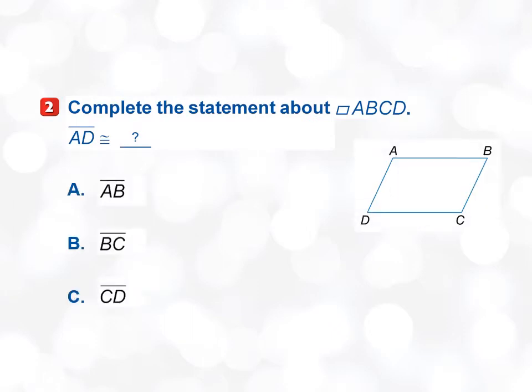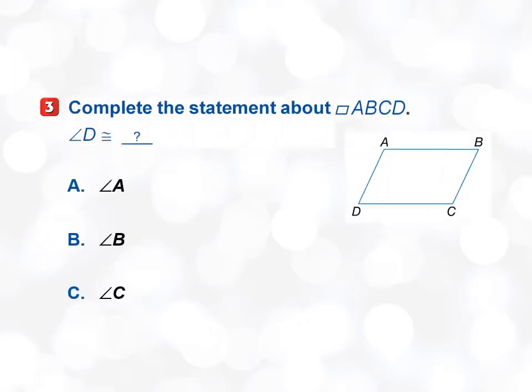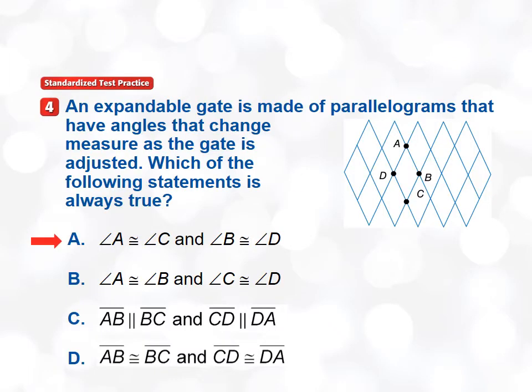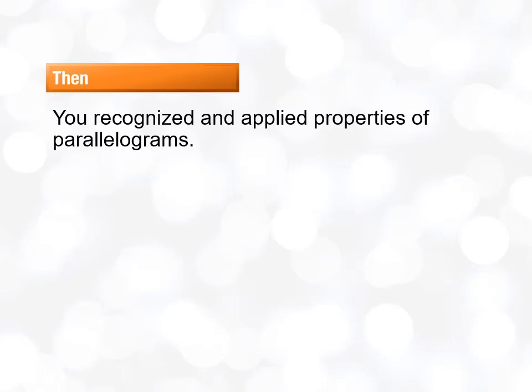Check this one. Complete the statement about parallelogram ABCD. AD is congruent to what? BC. Now angle D is congruent to what? Of course, congruent to angle B. Okay. Now this answer will be angle A congruent to angle C and angle B congruent to angle D. So you recognized and applied properties of parallelograms.